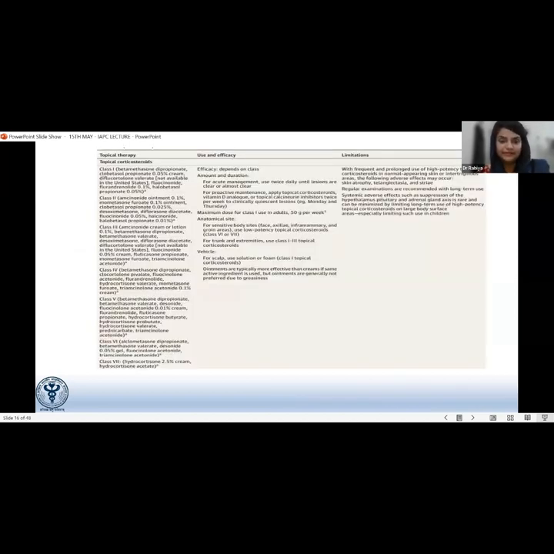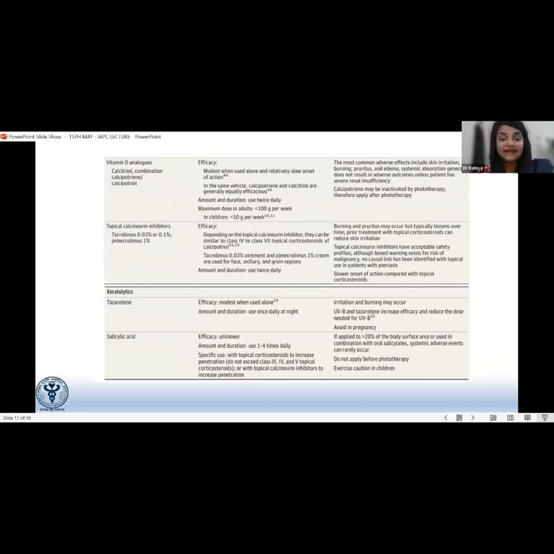There are various treatments available, like topical therapies. You have the class 1 betamethasone dipropionate, class 2 amcinonide ointments, class 3 amcinonide cream or lotions, class 4 steroids, class 5 steroids. I'm not going into the detail, but this is a summary of all the topical corticosteroids available in psoriasis. You can use vitamin D analogs like calcitriol, a combination of calcipotriene and calcipotriol, topical calcineurin inhibitors like tacrolimus, and keratolytic agents like tazarotene and salicylic acid. You can go through the whole table, which will give details of how to use, how much dose to use, when to use, and what the contraindications and side effects are.